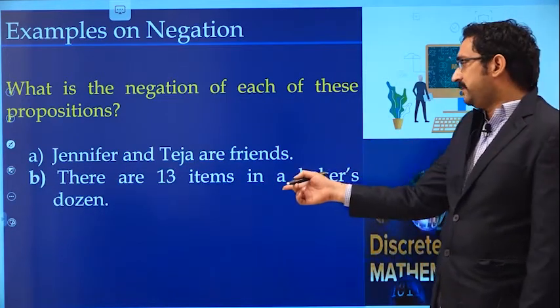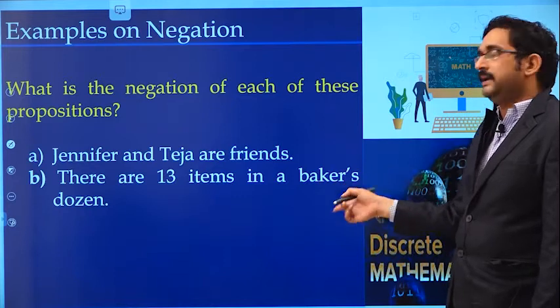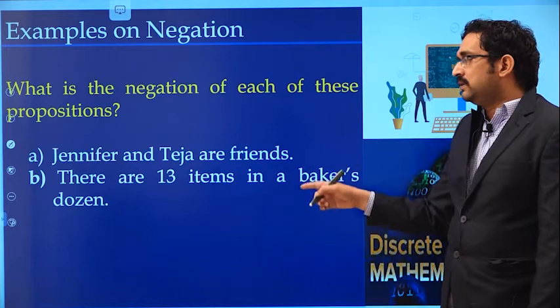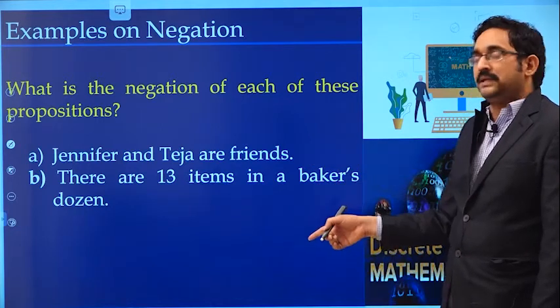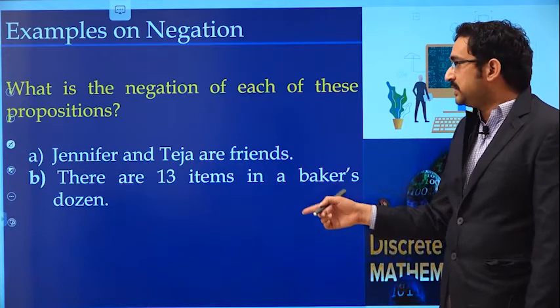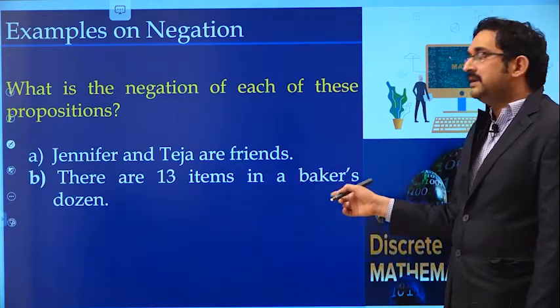Similarly, there is one more problem. There are 13 items in a baker's dozen. In two ways we can represent the negation. There are no 13 items in a baker's dozen. That is one way. Second method is, it is not the case that there are 13 items in a baker's dozen.